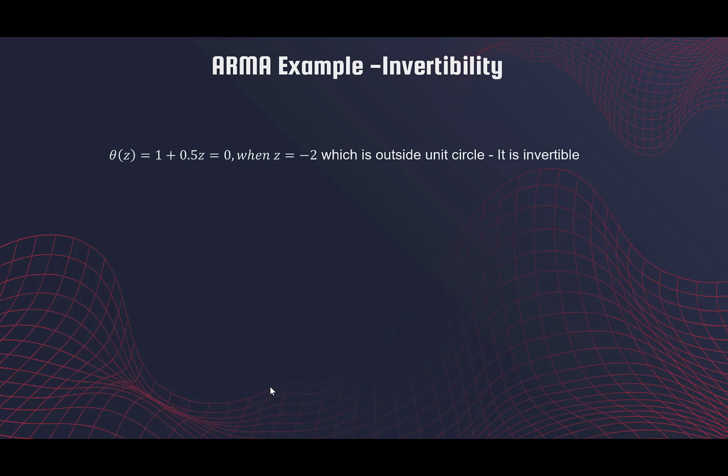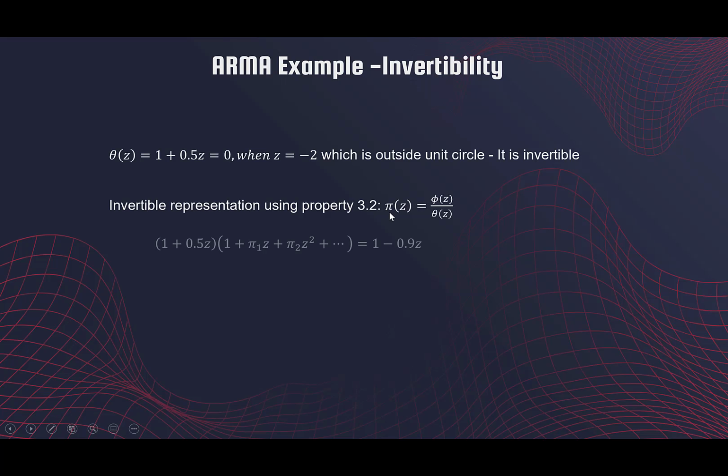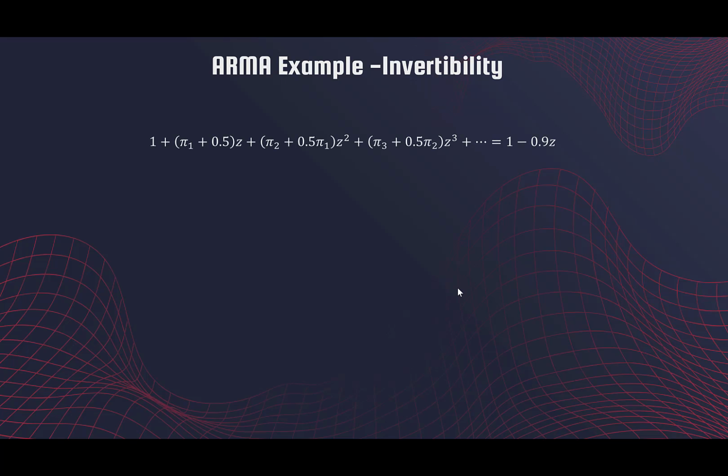Next, we look at invertibility. So we look at the moving average polynomial. Its root is -2, outside the unit circle, and therefore it's invertible. So let's look at the invertible representation. So basically, we need to determine the operator pi, and we'll use this relation to do that. So again, we need to determine constants pi 1, pi 2, and so on. We open up the terms on the left hand side, group together all the z terms, z squared, z cubed terms, and so on. And the equation must hold true, so therefore we equate the coefficients on both the sides.